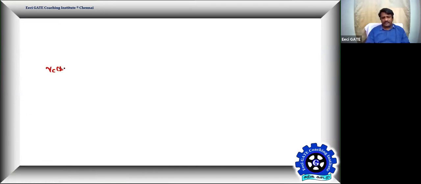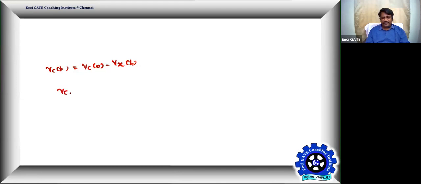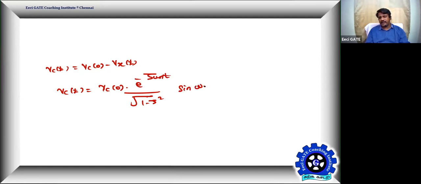Vc of t is Vc of 0 minus Vx of t. So Vc of 0 will get cancelled because of this one. Rest will follow. That's the final result. Then Vc of t will be Vc of 0 into e power minus zeta omega nt by root of 1 minus zeta square into sine omega dt plus theta. That's the voltage.